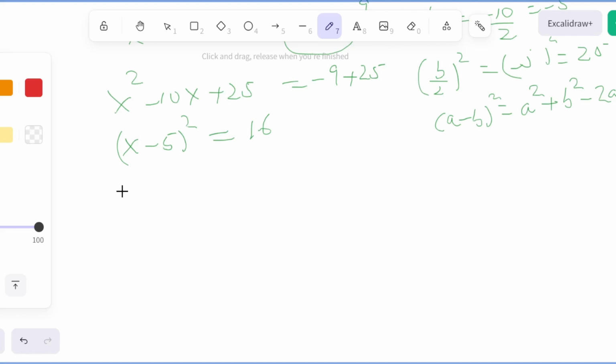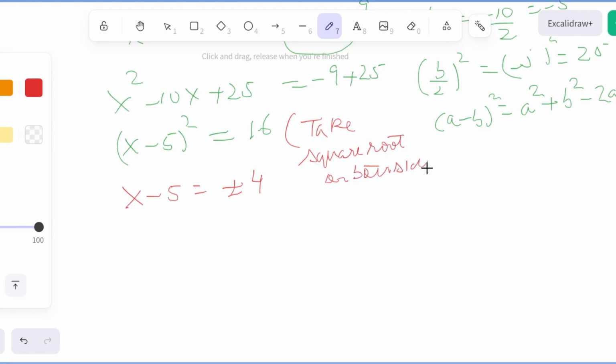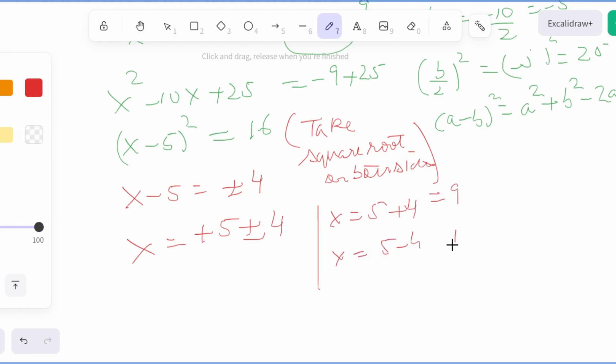Now you can take the square root on both the sides. So this will become x minus 5 equal to plus minus 4. Take the square root on both sides. So you can take the 5 to the other side: x equal to 5 plus minus 4. So you get two values of x now. x is 5 plus 4, or x equal to 5 minus 4. So 9 and 1 are the answers.